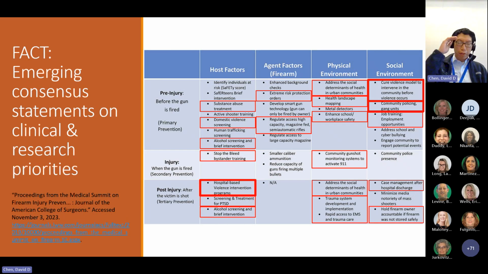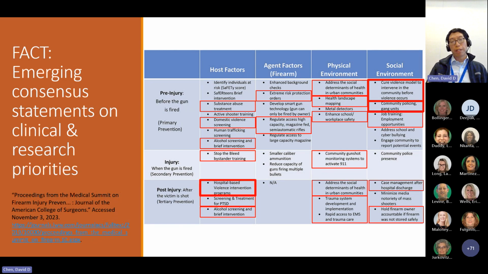When we think about the risk factors that go into firearm exposure and injury, there are many different ways that we can begin to classify that. This is one method of doing that. In the past couple of years, we've really seen a lot more recommendations for interventions, for research, and for approaches. This one takes the classic public health model, looking at things before the gun is fired, when the gun is fired, and after injury. And then intrinsic factors related to the host or to the agent itself, the physical environment, and the social environment.